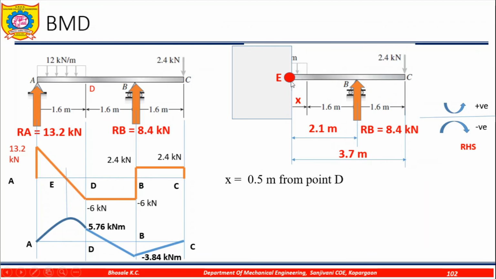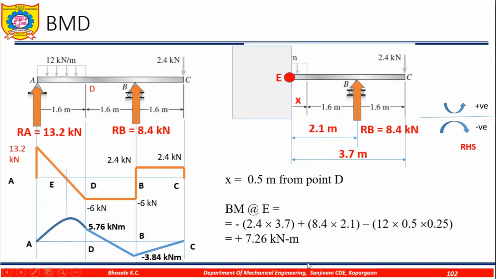Then at this point E we have to find the bending moment. The distance between point E and point C is 3.7. Then from E to B is 0.1, and for this UDL the density is 12, length is 0.5, and the distance of the midpoint from point E is 0.25. It comes as 7.26 kilonewton meter. We have to show this on the bending moment diagram.